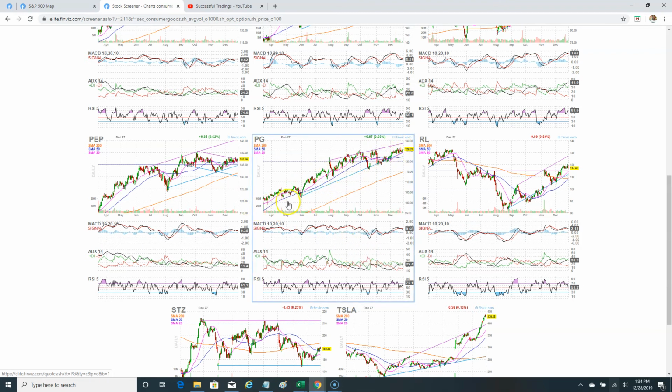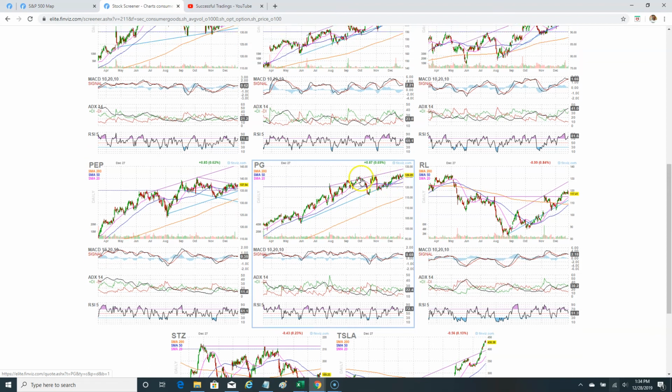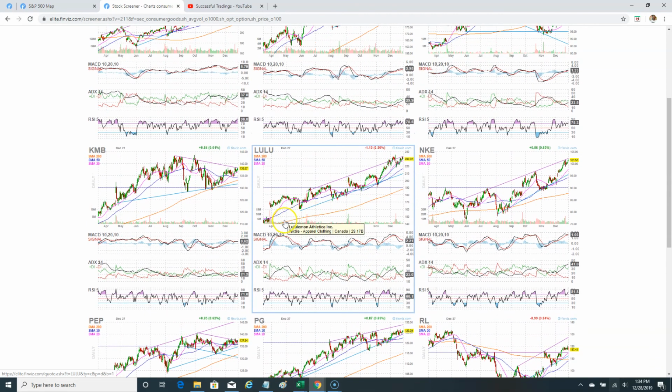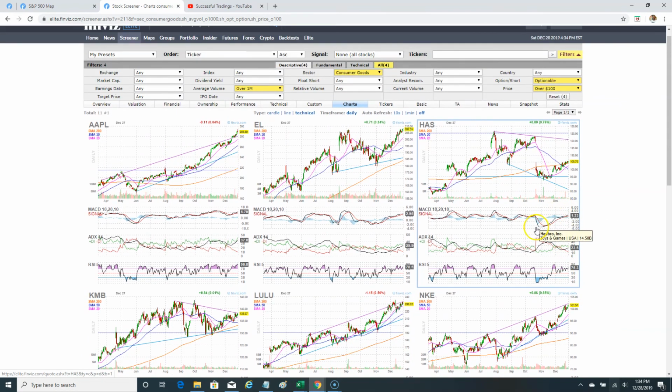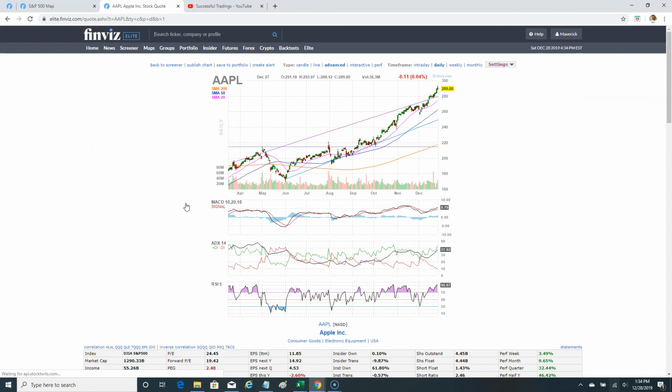since April. Look at that. That just has been some bullish action. How about Lulu? 230. How about Nike? Nike, I remember when Nike was trading at $50. That tells you maybe how long I've been trading, but here it is trading at $101 as of the last close. How about our friend Apple? Apple trading at $289 as of the closing on December 27.